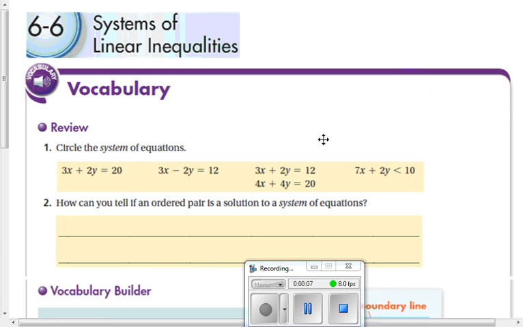In this lesson, we're going to learn how to solve systems of linear inequalities by graphing and to model real-world situations using systems of linear inequalities. Go ahead and do the vocab section here. I'll check back with you.